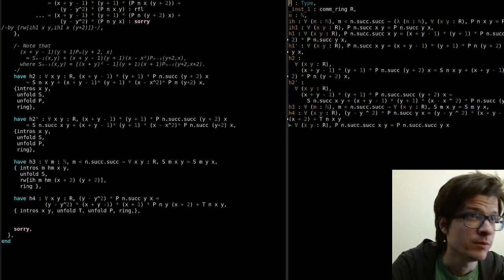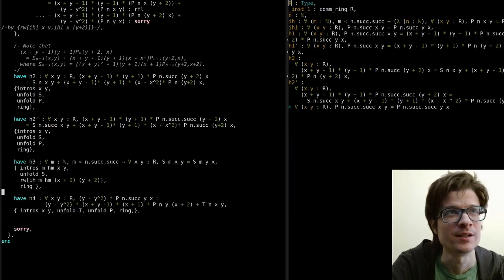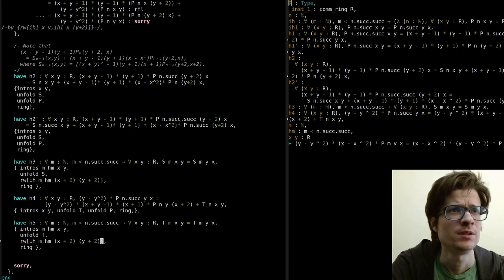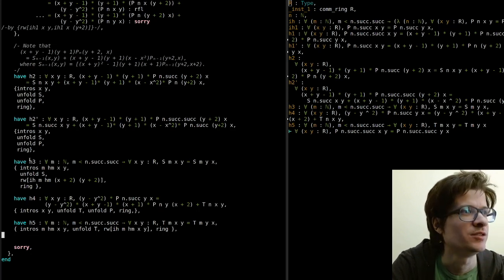Okay, as before, we will prove that T is also symmetric. I can kind of just copy this H3 thing, I think. And then I think we have to do a different inductive hypothesis here. Just XY, maybe? Okay, cool. We have one more helper function, and then we're done. I think this is just going to follow the same pattern.